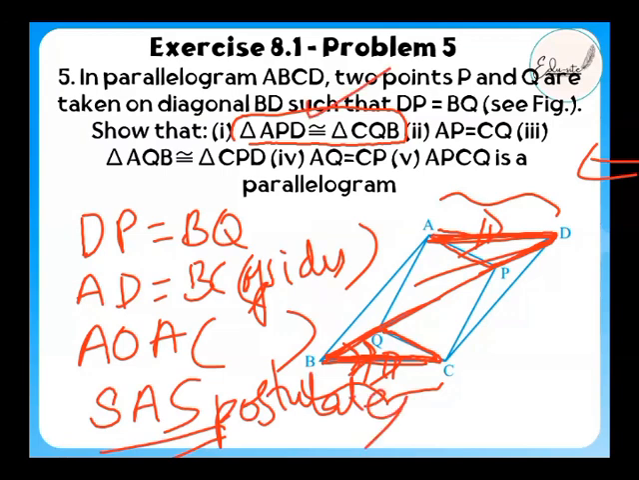This AP is done. They have asked you to prove that AP is equal to CQ. Yes, AP is equal to CQ. Why is it so? Because of CPCT. Excellent. This is the reason you have to give.